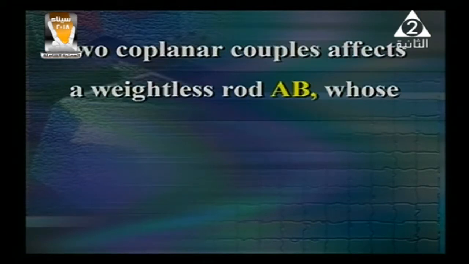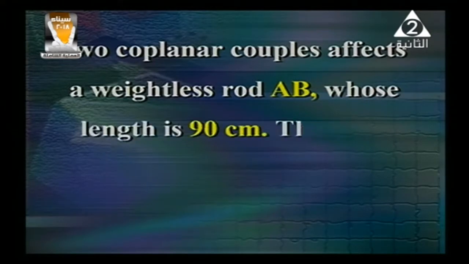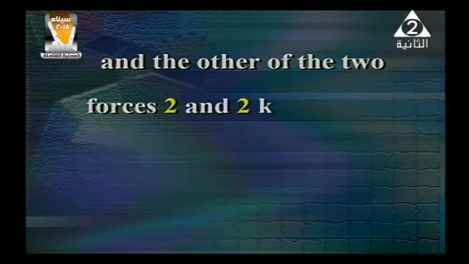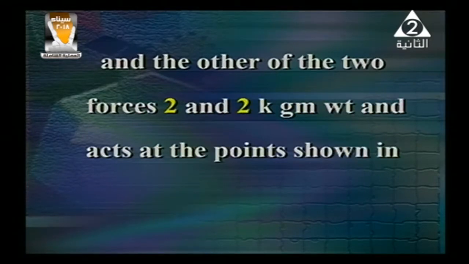Another example. Two coplanar couples act on a weightless rod AB whose length is 9 centimeter. The first couple is composed of the forces F and F kilogram weight, and the other of the two forces 2 and 2 kilogram weight, and acts as shown in the figure.